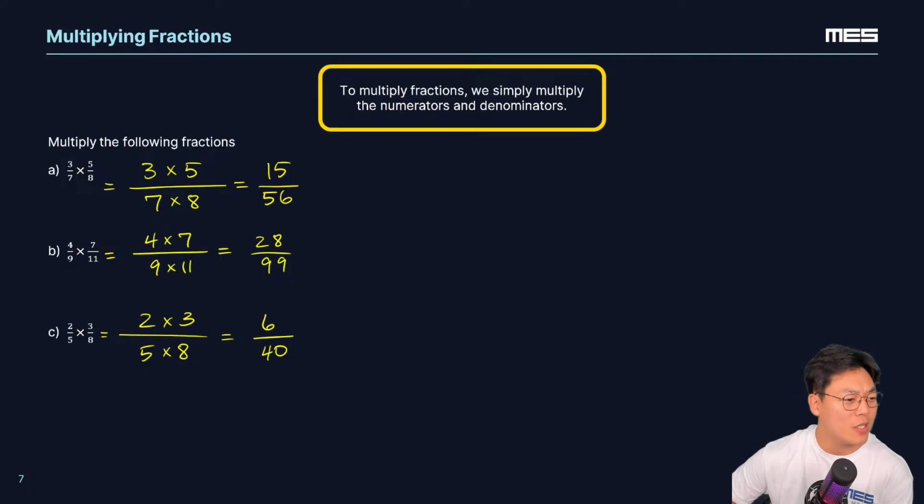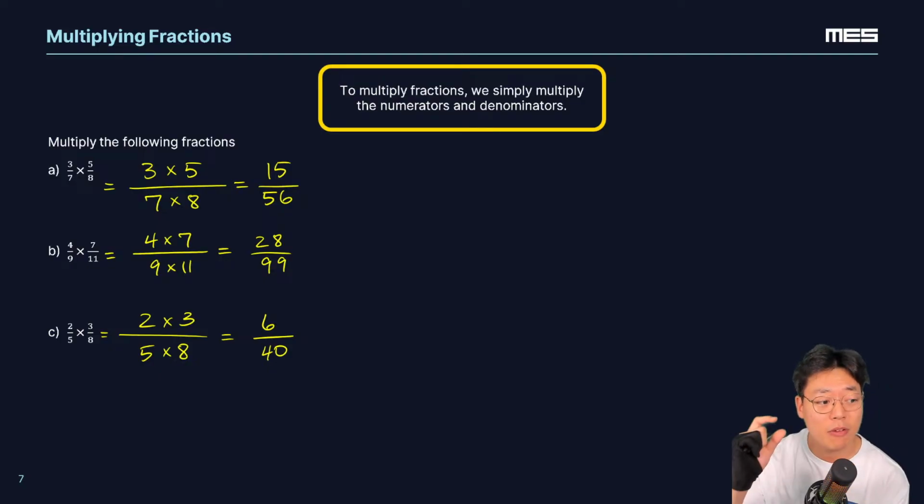Now, what do you notice about this one, y'all? We have 6 in the numerator, 40 in the denominator. And remember, the division bar represents division. So whenever we have common factors at the top and the bottom of the fraction, we can cancel them out. What do you notice about this one?